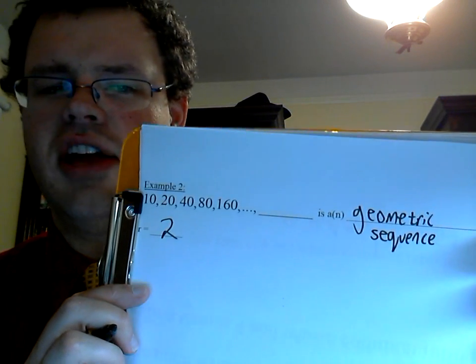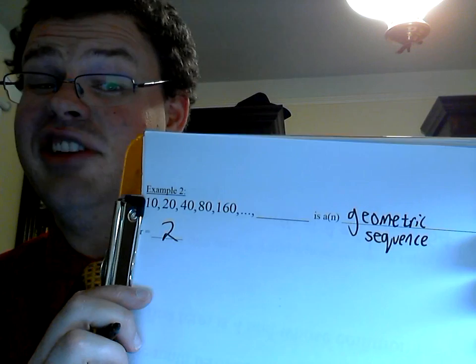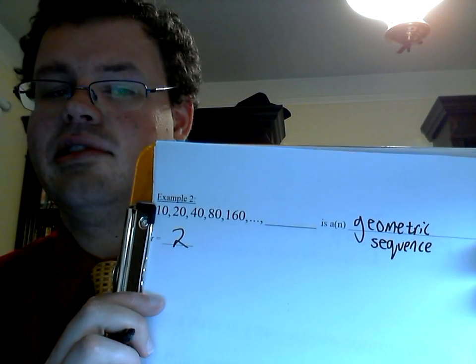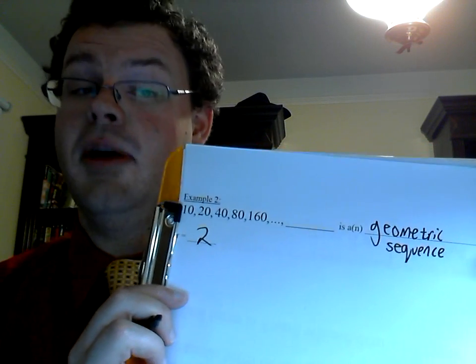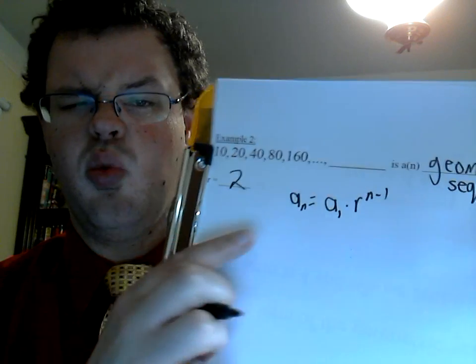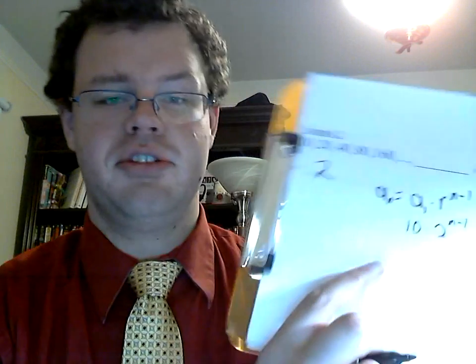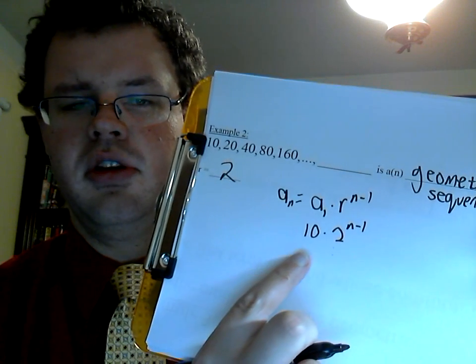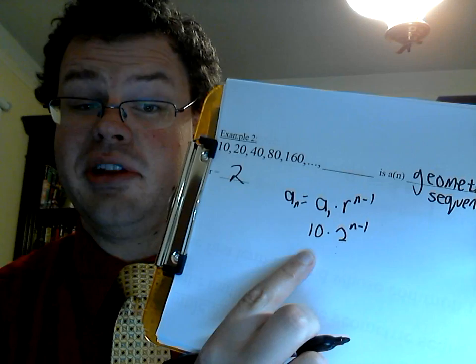Okay, so what's our formula? It's not just 2 to the n, it's not 10 to the n. Okay, so we'll go back to our formula, right? We said we have to do a1 times r to the n minus 1. Right, that's our formula for a sub n. We know what a1 is, right? Our first term is just 10. We know what the constant ratio is. r is just 2. So it should look something like that.